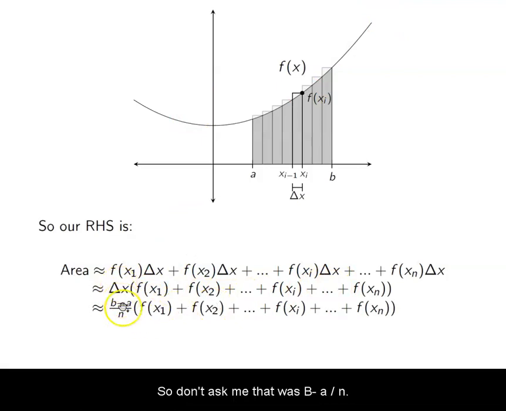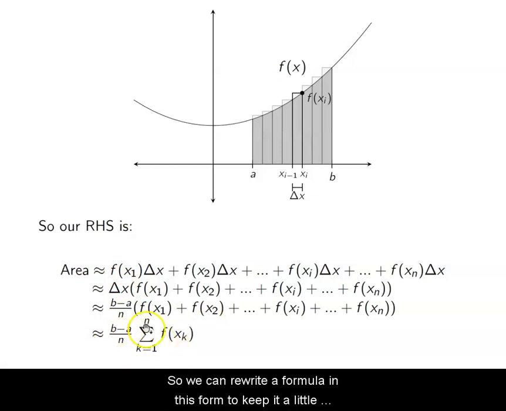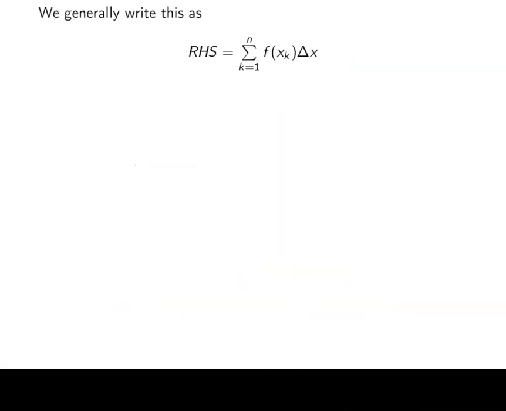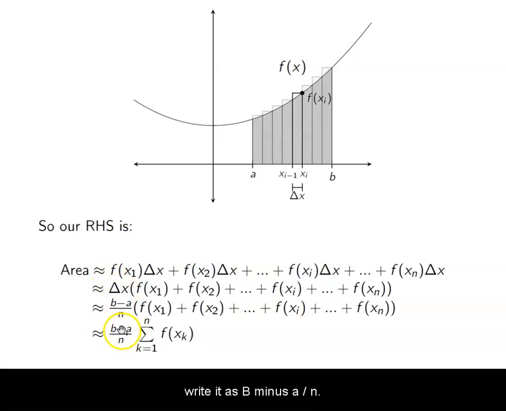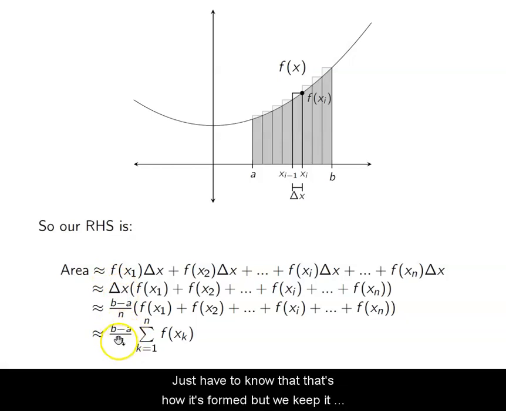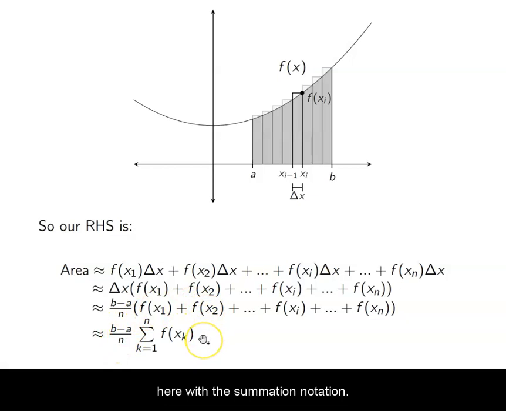Okay, so delta x we know is b minus a over n. So we can rewrite our formula in this form to keep it a little bit more exact. I start at 1 and I end at n. This is for right-hand sums, because remember, the first one I plug in is not x0, but x1. Now if I do the same sort of justification for the left-hand sum, the right-hand sum looks like this. If you notice this common factor of delta x, I don't write it as b minus a over n. You just have to know that that's how it's formed, but we keep it here with the summation notation.